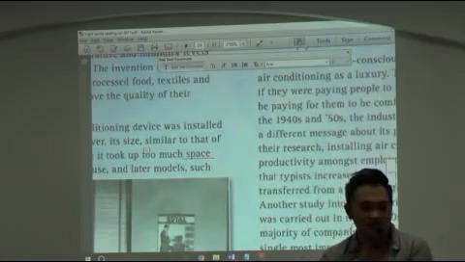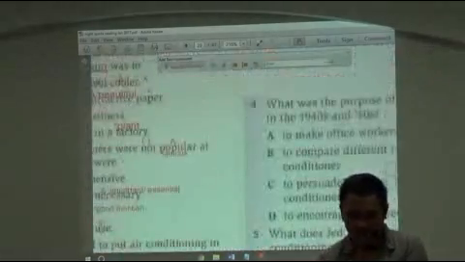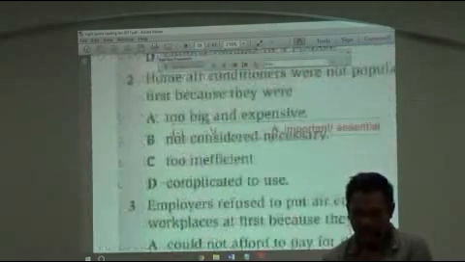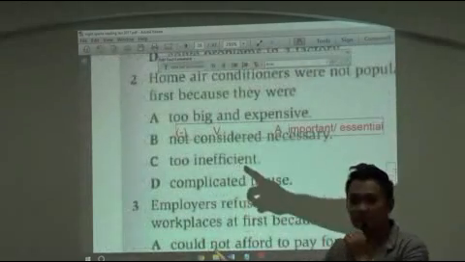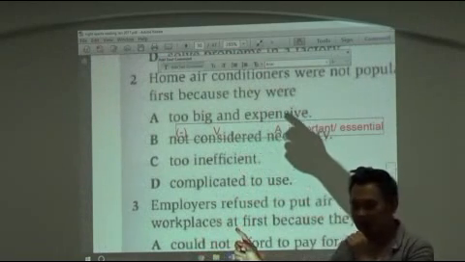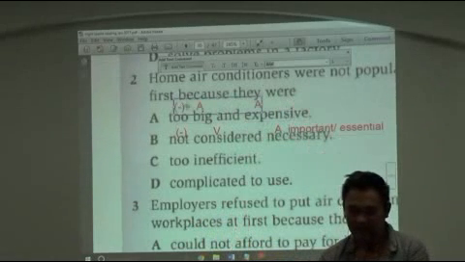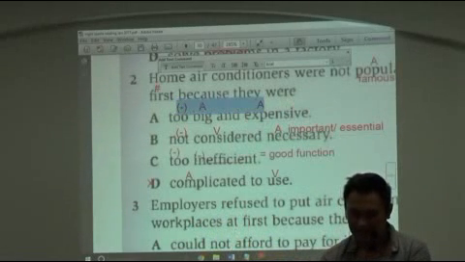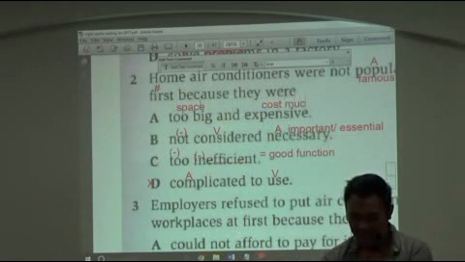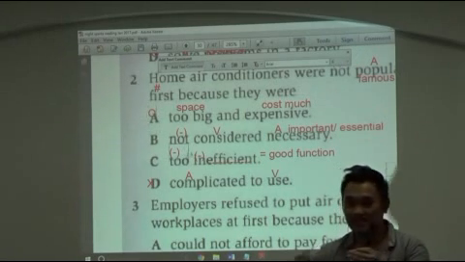Cost too much. Let's go back to the option. We need to match that one. Is it inefficient? No. Is it not necessary? No. Too big and expensive. What's the paraphrase of big in this case? Space. What about expensive? Cost much. So the answer is A. Got it? All the answers will match paraphrase.